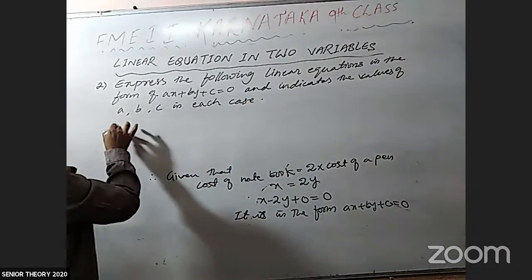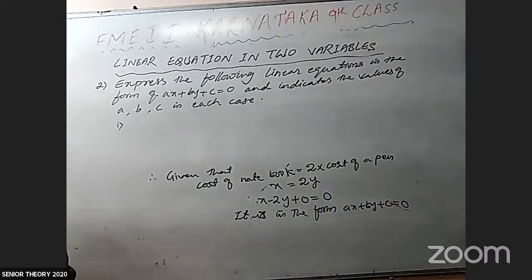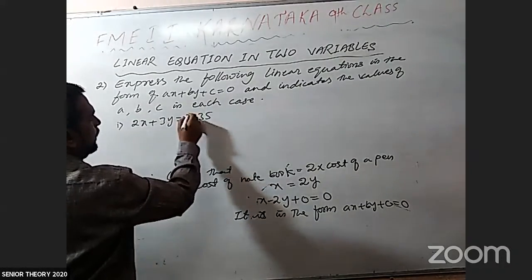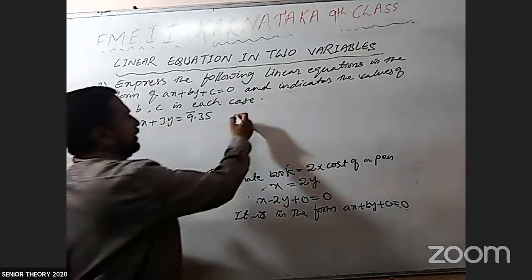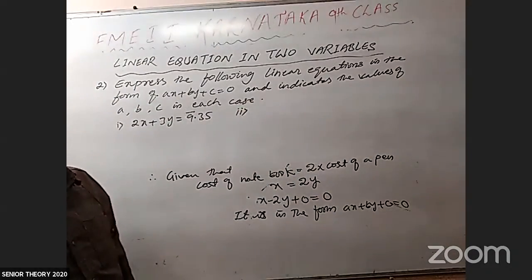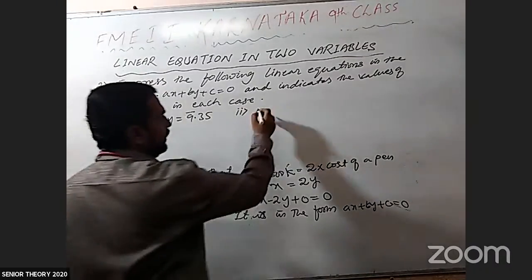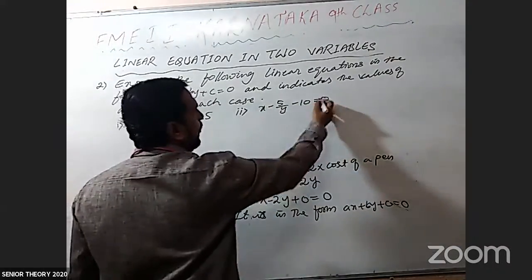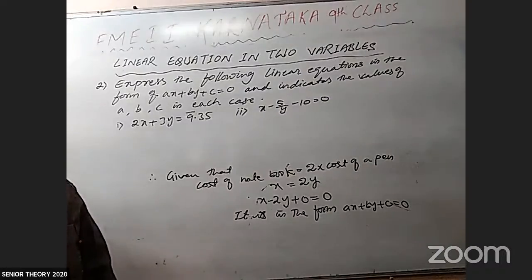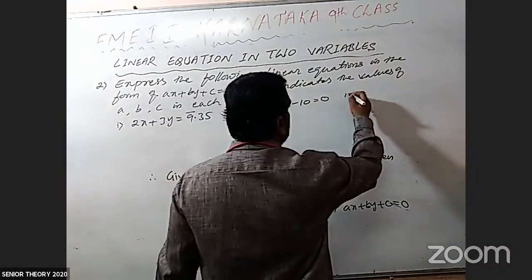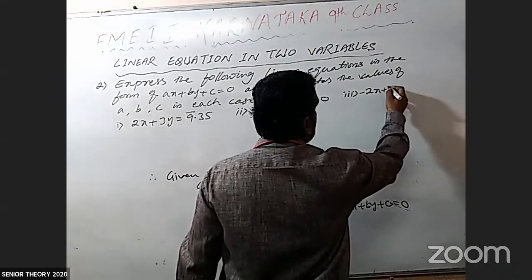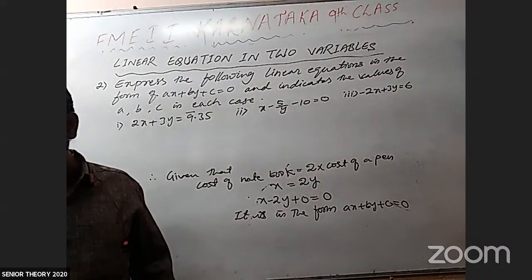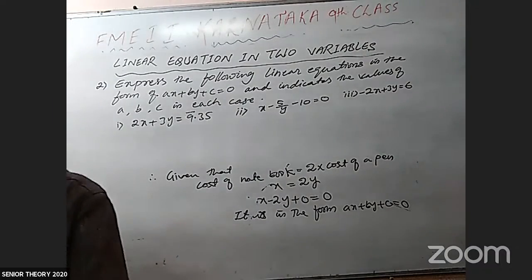Now we will see question number 1. First one is 2x plus 3y equal to 9.35 bar. Second one is x minus y by 5 minus 10 equal to 0. Third one is minus 2x plus 3y equal to 6. Like this, other examples are also given. Now we will solve one by one.